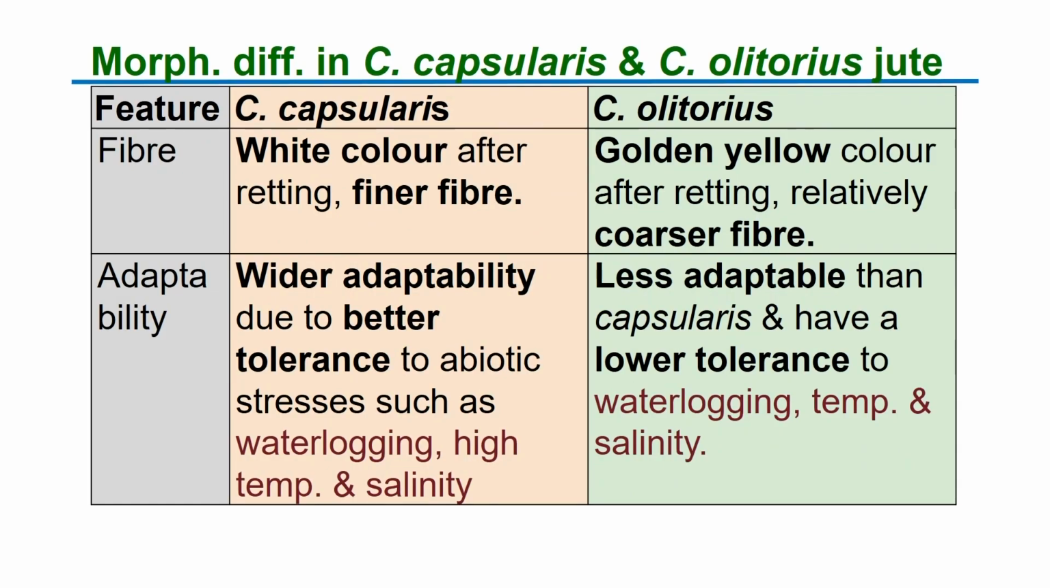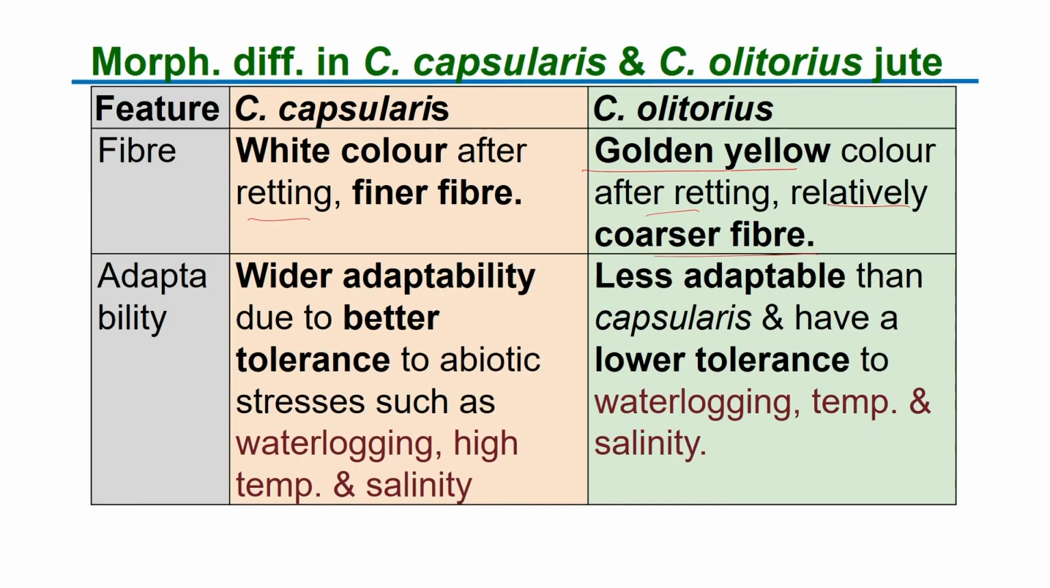Now, let us check the quality parameter, which is fiber. White color after retting. In Capsularis, you will get white color fiber after retting and finer fiber. In case of Olitorius, it is golden fiber color after retting and relatively coarser fiber. It is coarse, meaning the thickness of the fiber is more.